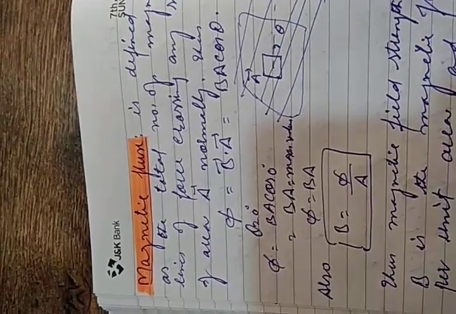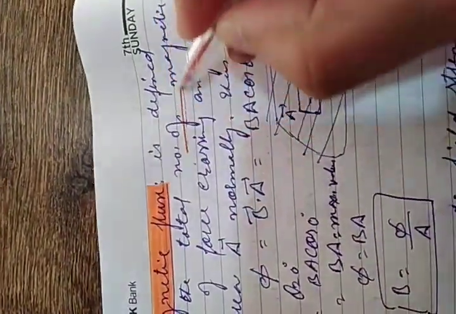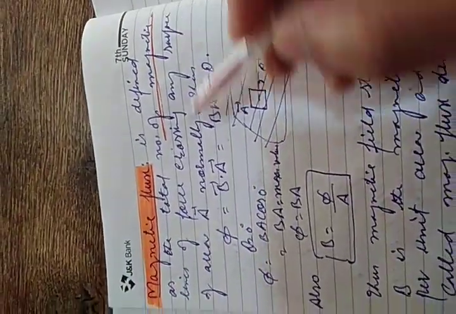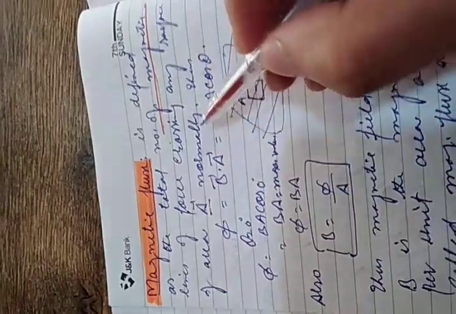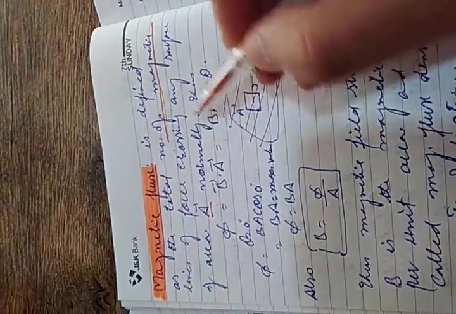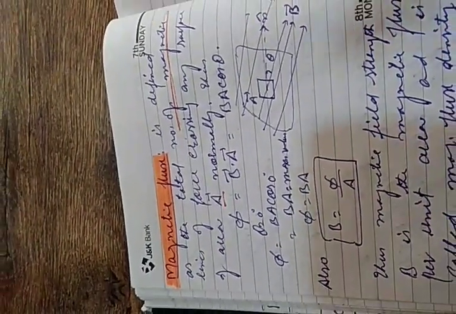Hello everyone. Today we will discuss magnetic flux. Magnetic flux is defined as the total number of magnetic lines of force crossing any surface of area vector A normally. Thus, magnetic flux is the total number of magnetic field lines crossing any area held normal to that.